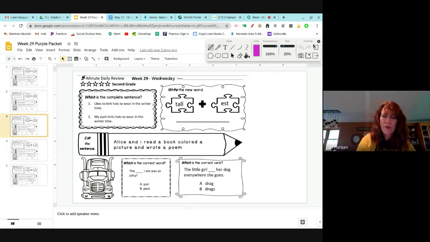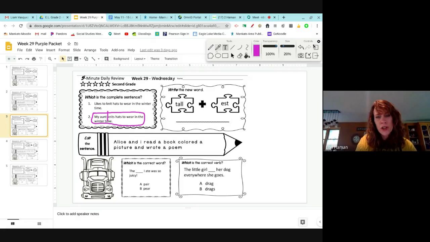It's sentence 2. That's complete, right? So I want you to think to yourself, what is the subject? The subject is who the sentence is about. Right there, my aunt. And the other part of the sentence is called the predicate. Tells us something the aunt does. Knits hats to wear in the wintertime.